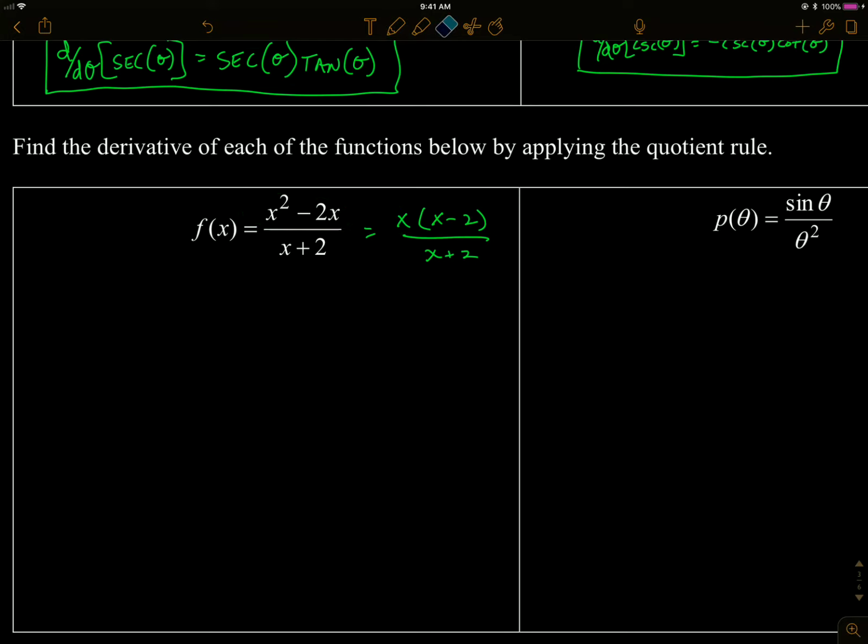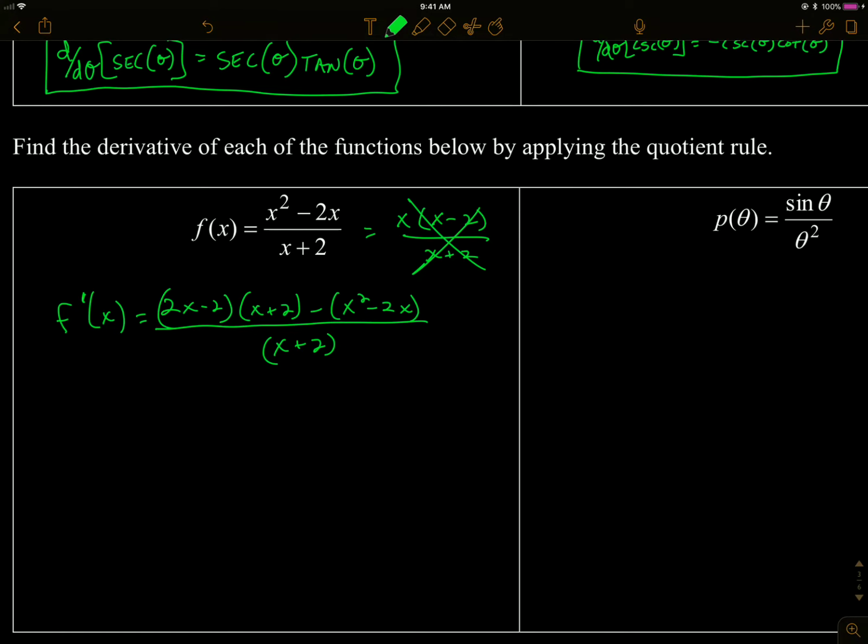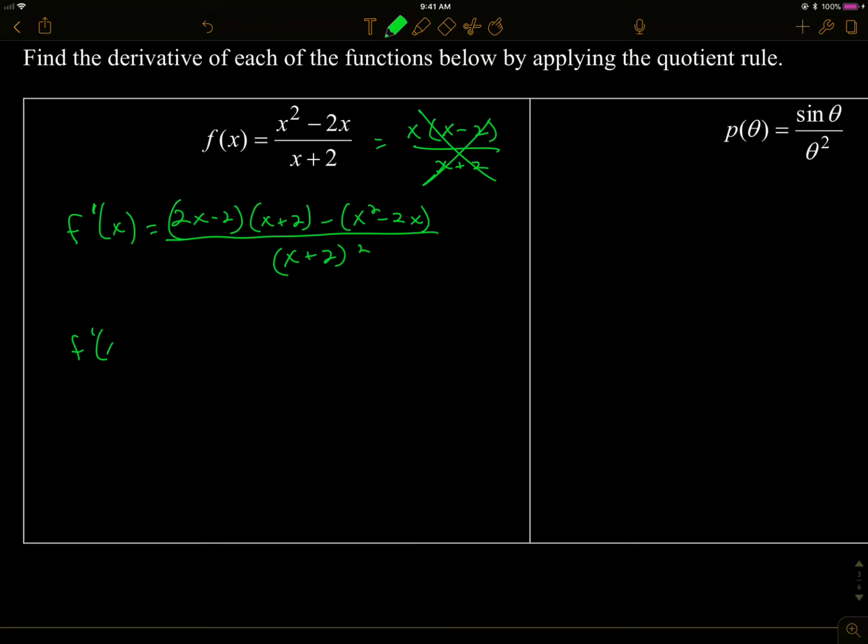All right, so the derivative, I'm not using this version, is the derivative of the numerator times recopy the denominator minus the numerator times the derivative of the denominator, which is 1, all over the denominator squared. Simplifying, we are going to multiply stuff out in the numerator. So we get 2x squared plus 4x minus 2x minus 4 minus x squared plus 2x all over x plus 2 squared.